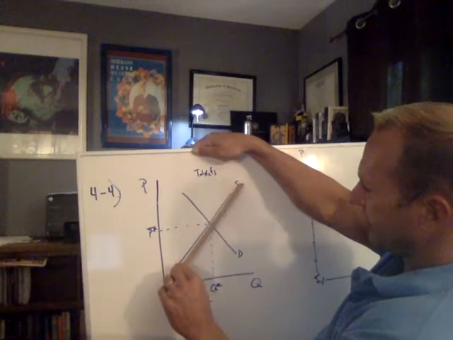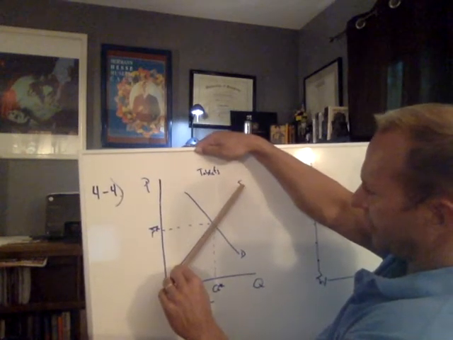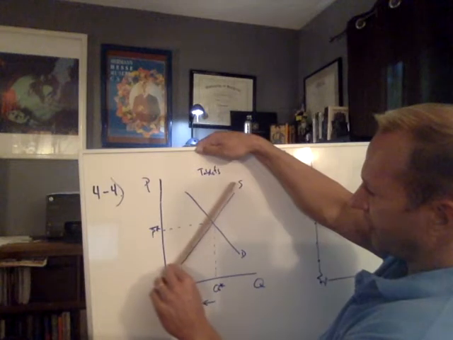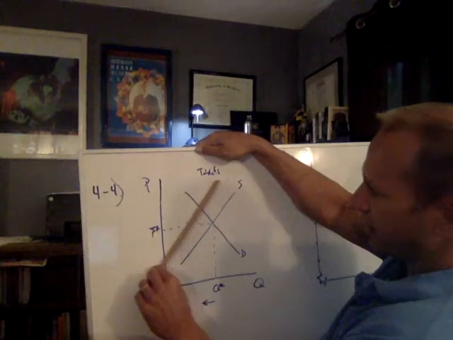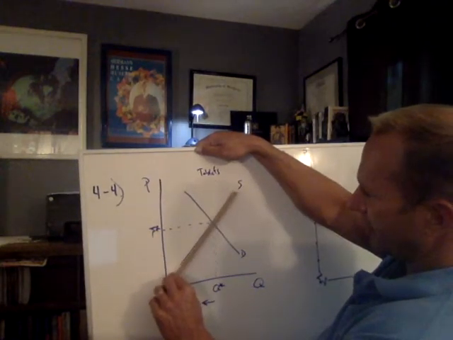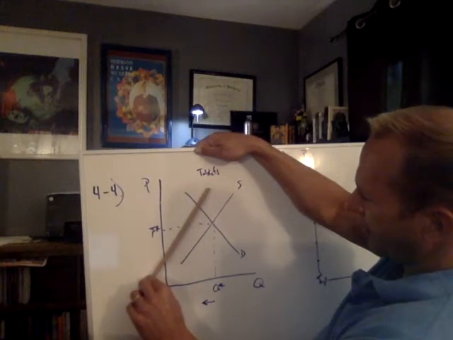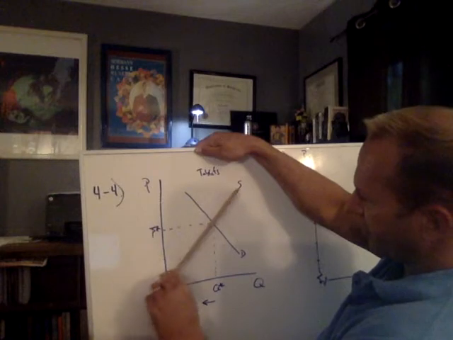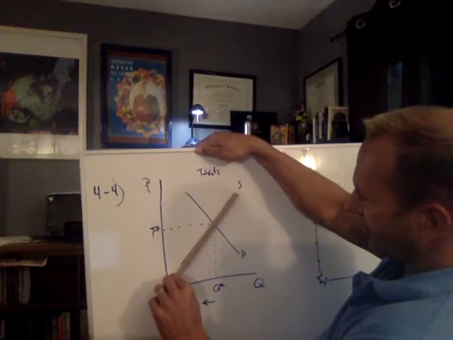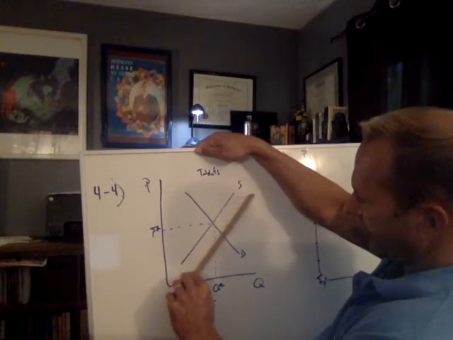Now, if I held demand constant and shift supply, let's have the supply fall. This is a fall in supply because it's moving left. See, that's a fall in supply. As supply falls, price rises and quantity falls. But what if supply rises? This is an increase in supply.